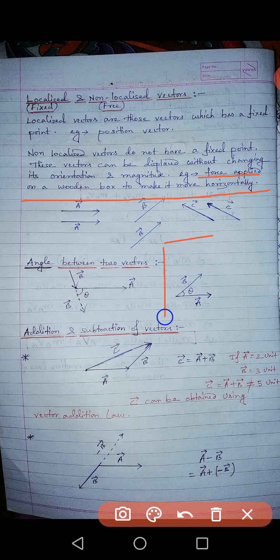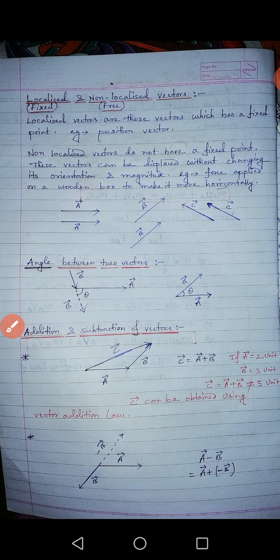Suppose we take a wooden box, and this is a horizontal surface. If you want to move this wooden box on this surface, you can apply the force here, you can apply the force here, you can apply the force here also, right? So the force is not on a fixed point. That is why it is a type of what? Non-localized vector.